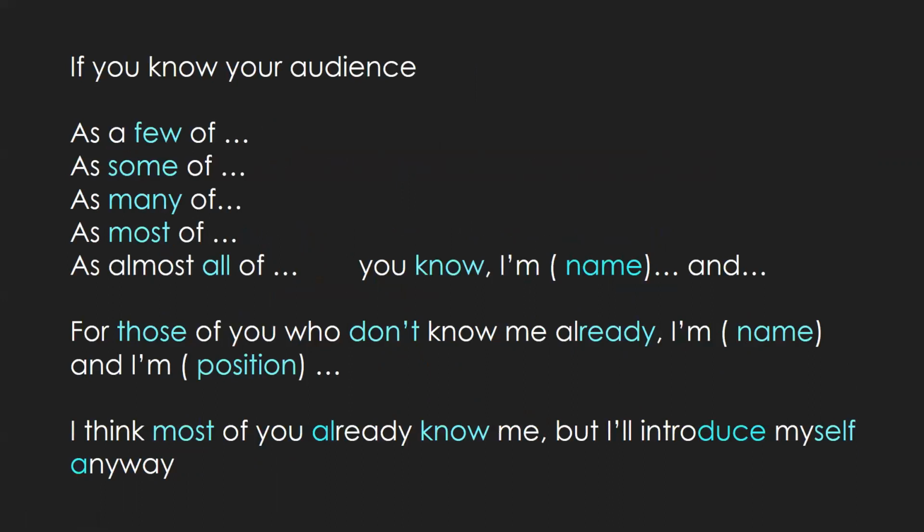If you know your audience, then you can start with some of these sentence starters. As a few of, as some of, as many of, as most of, or as almost all of you know, I'm... For those of you who don't know me already, I'm Sue and I'm a language coach at Checking My English. I think most of you already know me, but I'll introduce myself anyway.